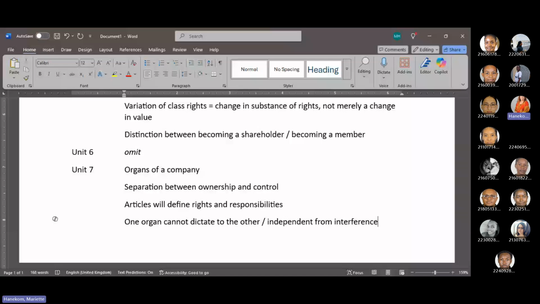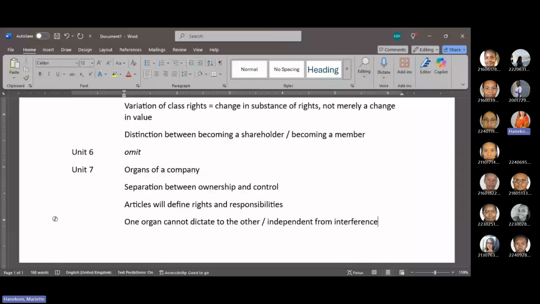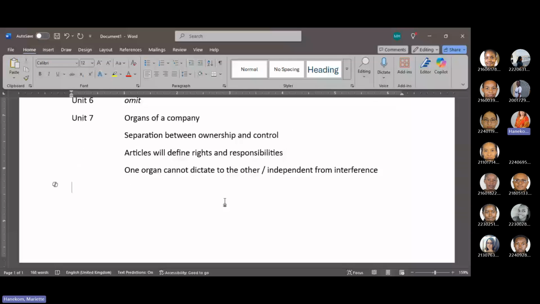So, short unit there, important unit, and not only important theoretically, but as I just explained, quite relevant to things that actually happen in Namibia. If people read newspapers, company law becomes very interesting if you start relating it to things that are actually real.